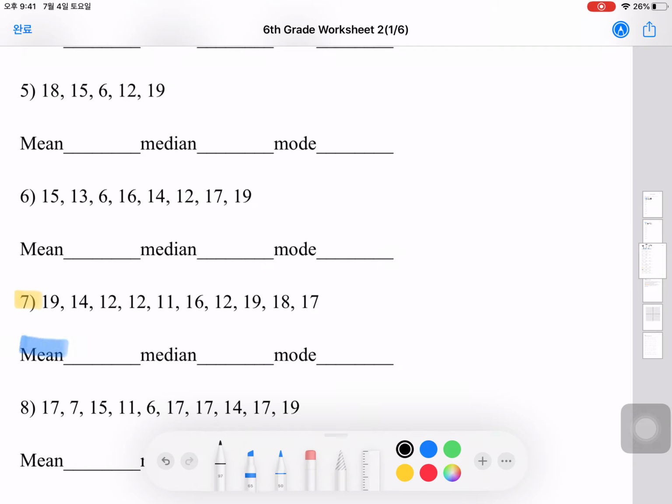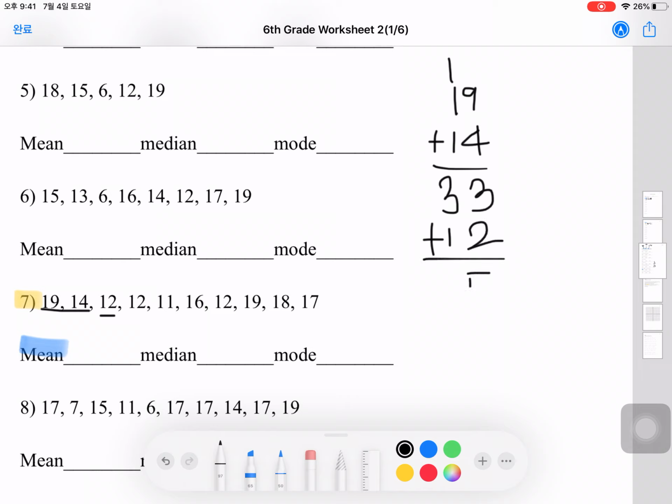So for the mean, as I mentioned earlier, you want to add all of them up and divide it by how many numbers there are. I'll take you step by step. So the first two numbers, 19 plus 14 is 33. Next number is 12. We'll add 12 here to get 45.